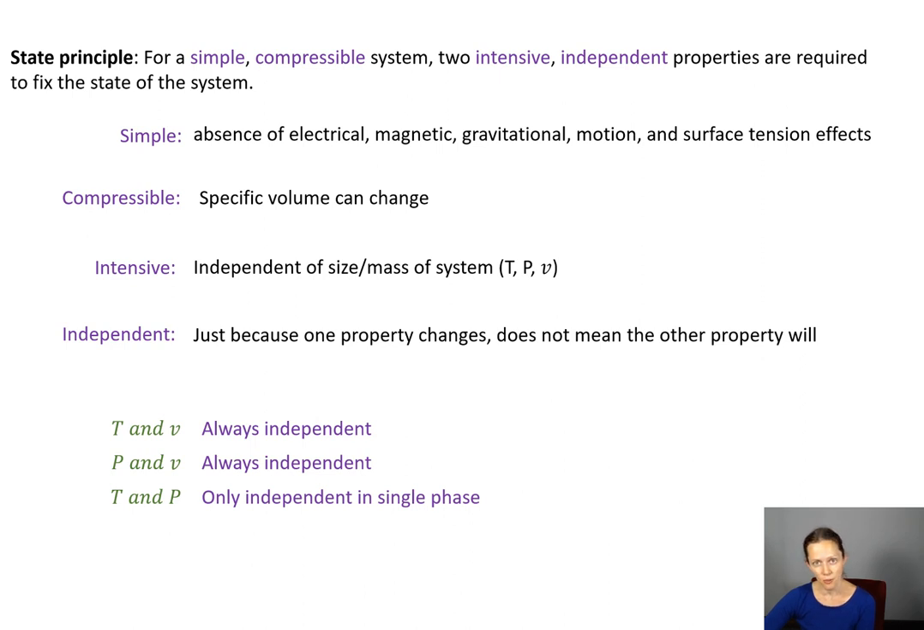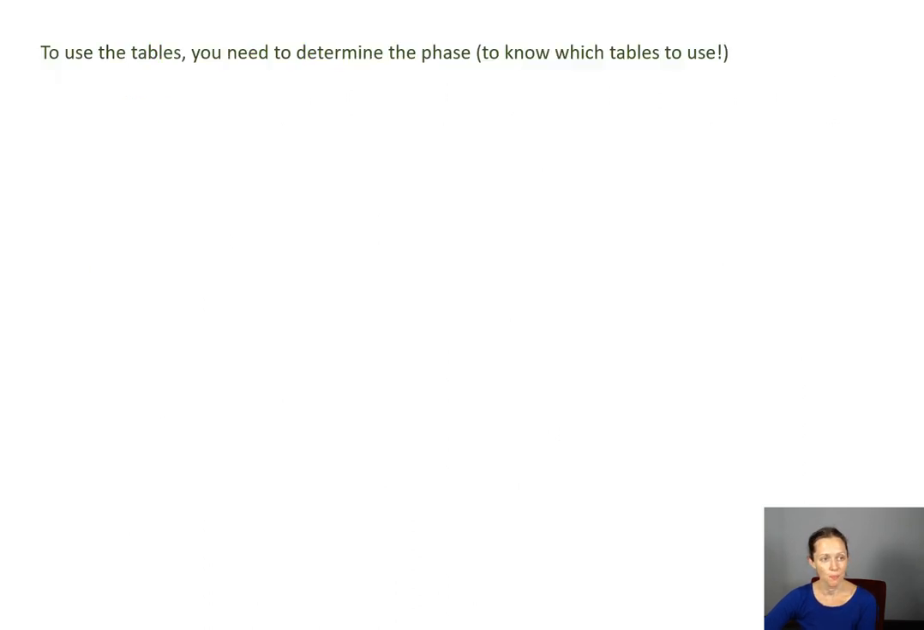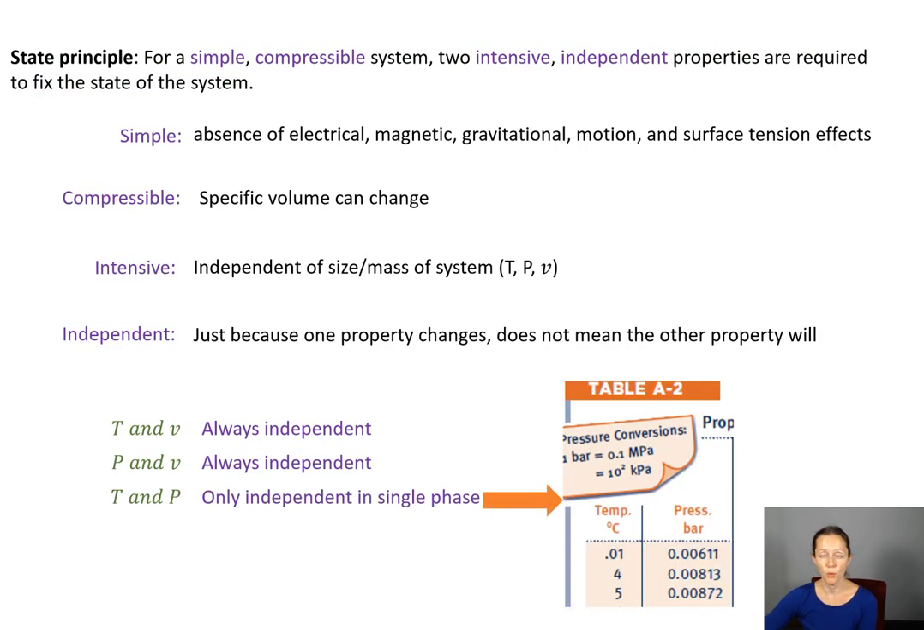Now, temperature and specific volume, and pressure and specific volume, are always independent of one another, but temperature and pressure are not. They're only independent if you're in a single phase, so compressed or superheated. But if you're in the saturated region, if you're two-phase, then you have to be careful because those two properties are absolutely dependent on one another. At a given temperature, there's only one possible pressure that you could be at. So if you're at 4 degrees Celsius and you're saturated, the only pressure you could be at is 0.00813 bar. So if the only thing you know is temperature and pressure, you would be able to tell that you're saturated, but you wouldn't be able to tell whether you had a saturated liquid or a saturated vapor or something in between there.